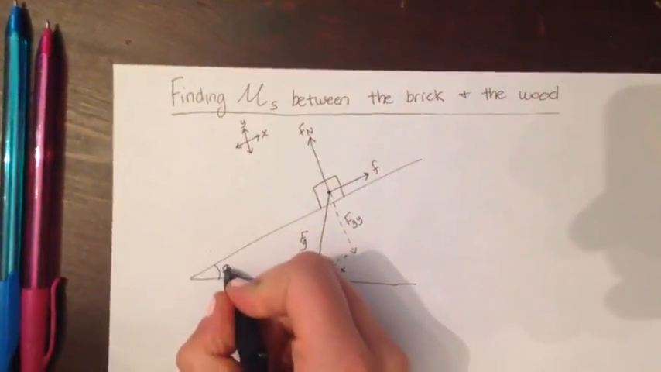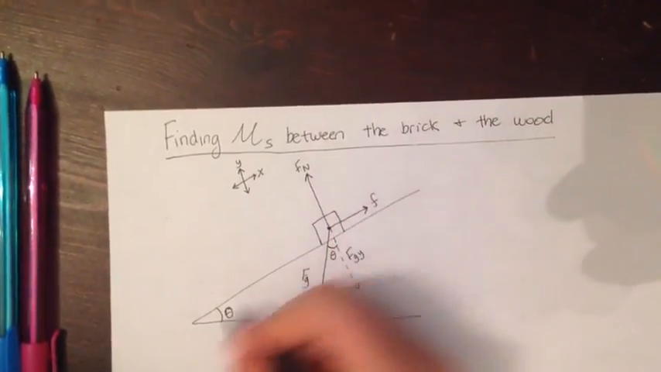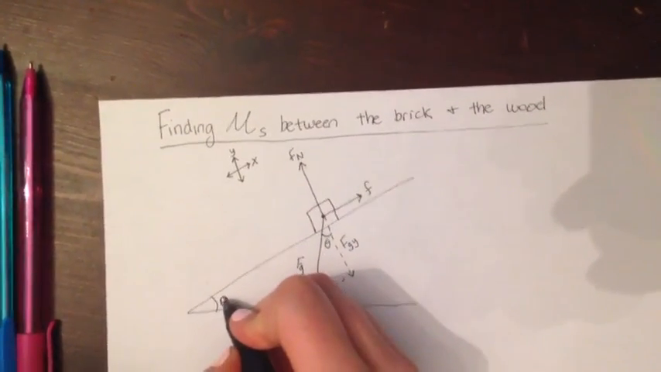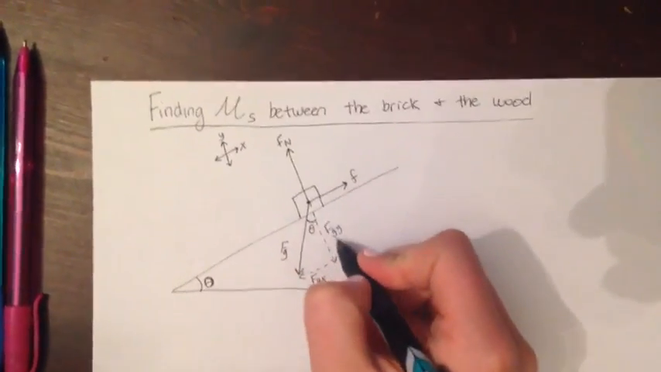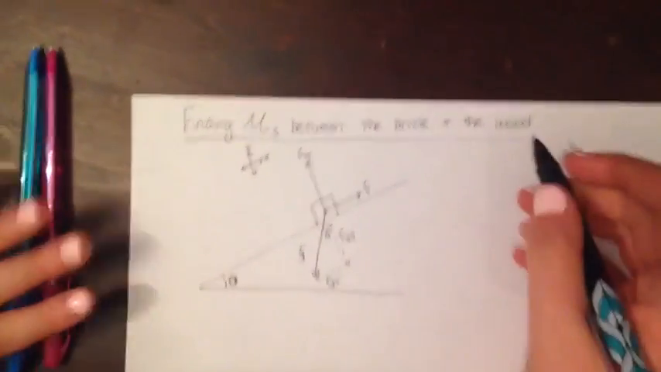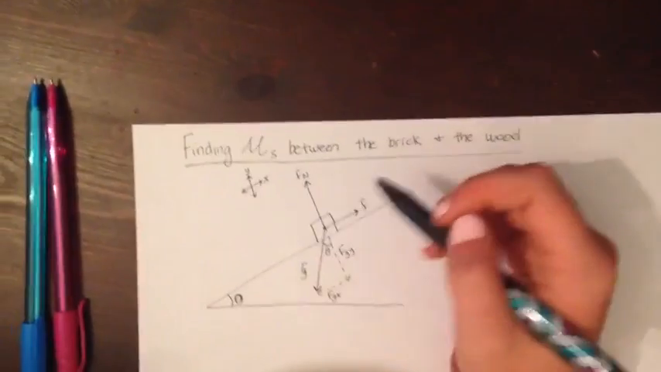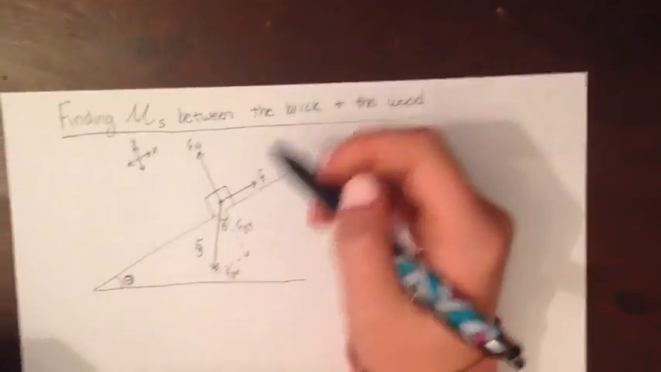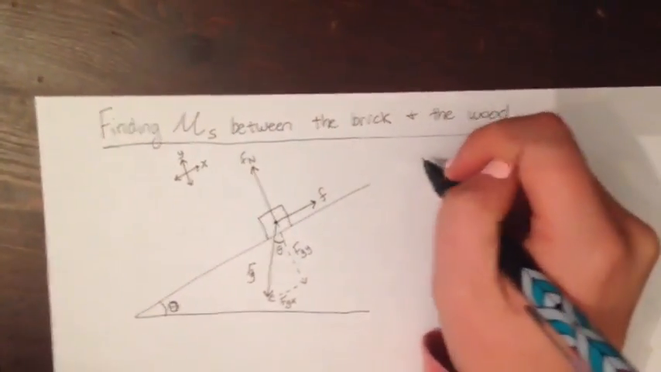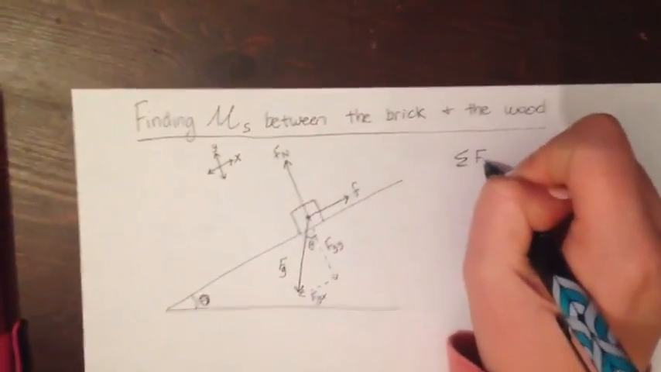And now, because of basic geometry, theta here, this is also equal to theta between the force of gravity in the y direction and force of gravity. So now, because static friction means that the brick is not moving, we know it's in equilibrium, so we need to adjust our forces accordingly. So net force in the x direction equals 0, and the net force in the y direction equals 0.